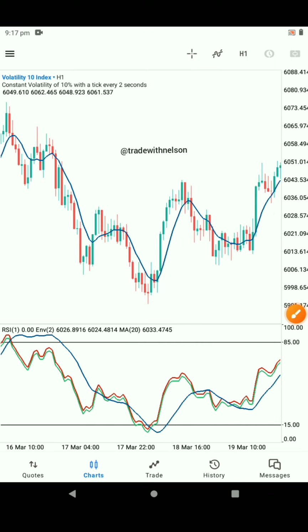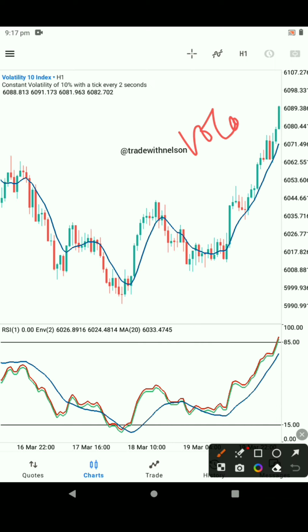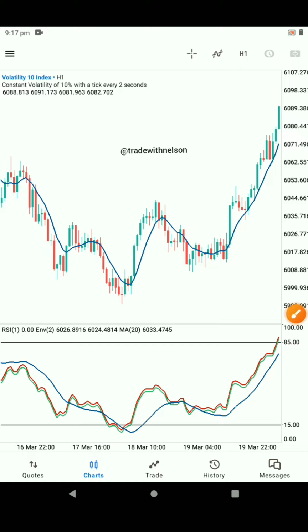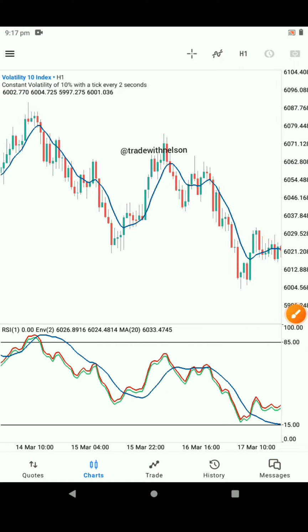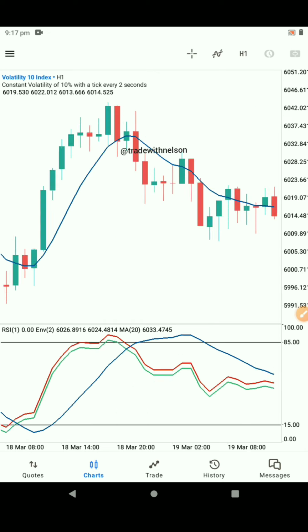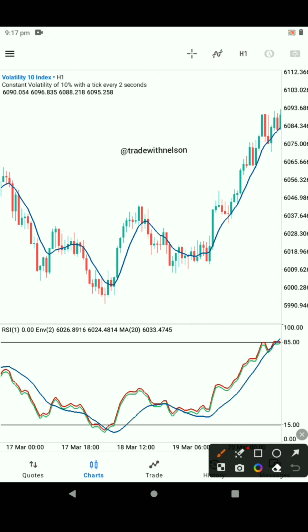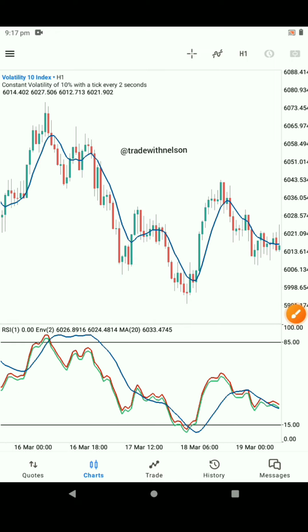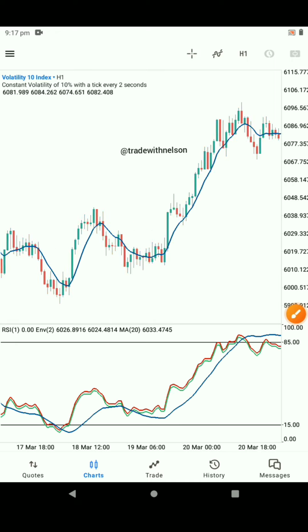You don't need to catch every move in the volatility index market. So we want to look for areas where the market is giving us a very nice signal. Once you have this signal, then we take our entry, we take our profit, and also look for another area where the market will give us a signal all over again.